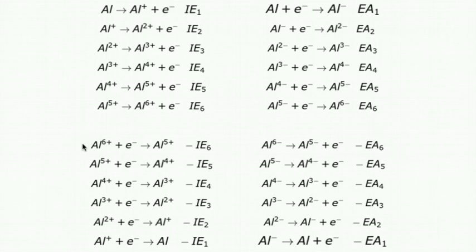The problem is, what if we were to add an electron to an aluminum 6 plus ion? Well, this would be the reverse equation from this equation. This would not be electron affinity. This is one of the most common errors that students make. This is the reverse process of ionization energy 6. So this would have to be negative 6th ionization energy.